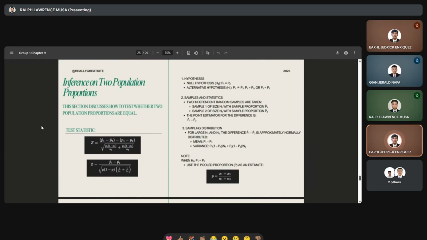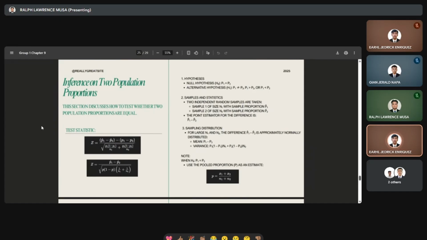Inference on two population proportions is used to test whether two population proportions are equal. We begin with the null hypothesis p sub 1 is equal to p sub 2. Two independent random samples are taken, each with its own sample proportion, p sub 1 and p sub 2. The difference between these two proportions serves as the point estimator. For large samples, this difference is approximately normally distributed.